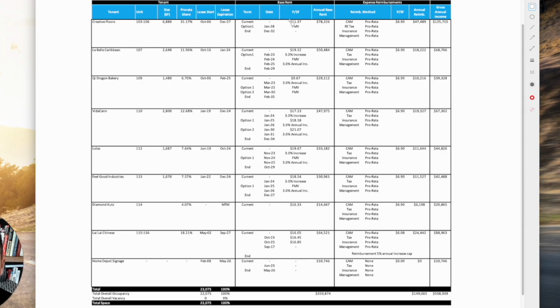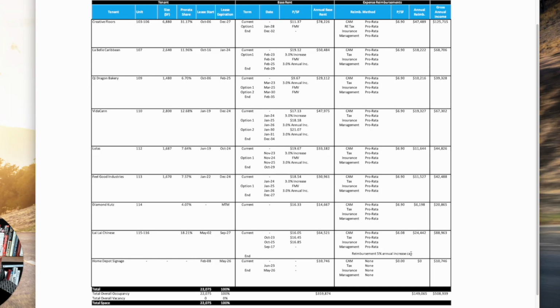I don't want to deviate too much, but just know that that's a small example of how there are some deals that can be done however you want. Reimbursement method, pro rata share. There are no CAM caps here, which is great. You've got reimbursement 5%. Oh yeah, actually there's one here. You see this Chinese restaurant, they've got a 5% annual increase cap.